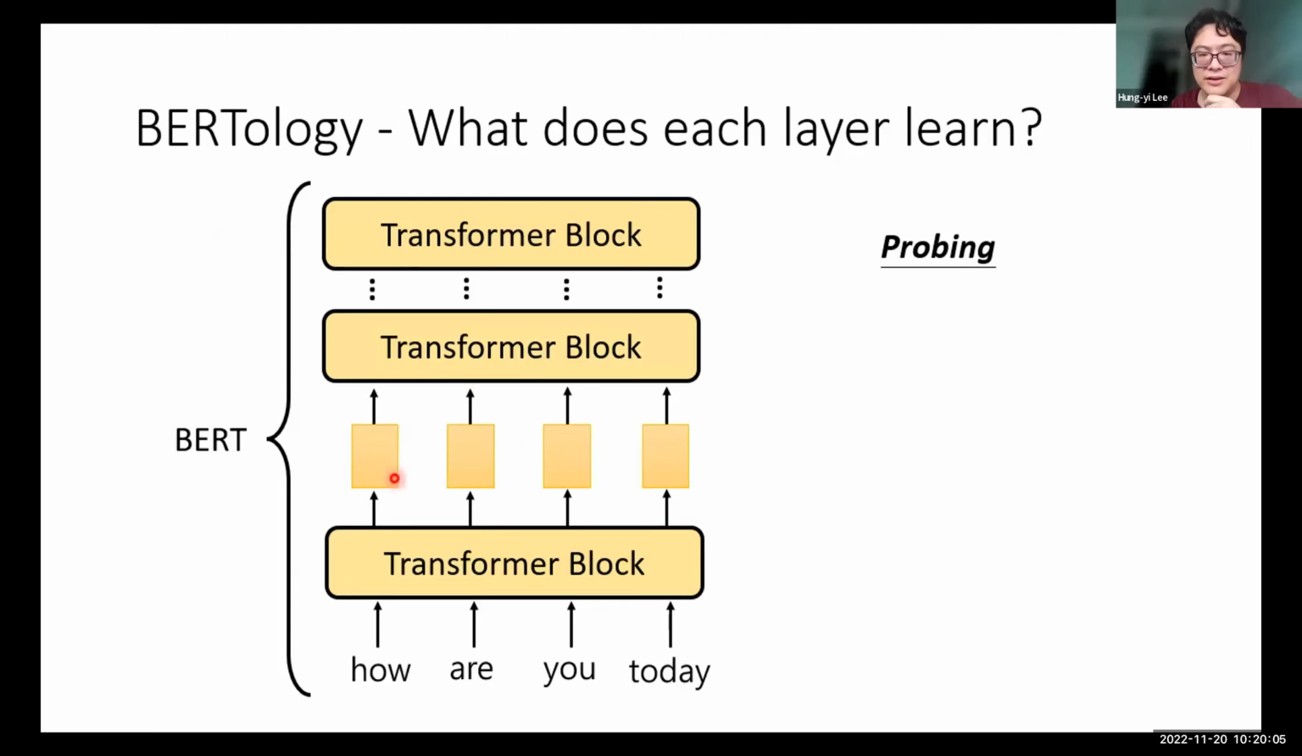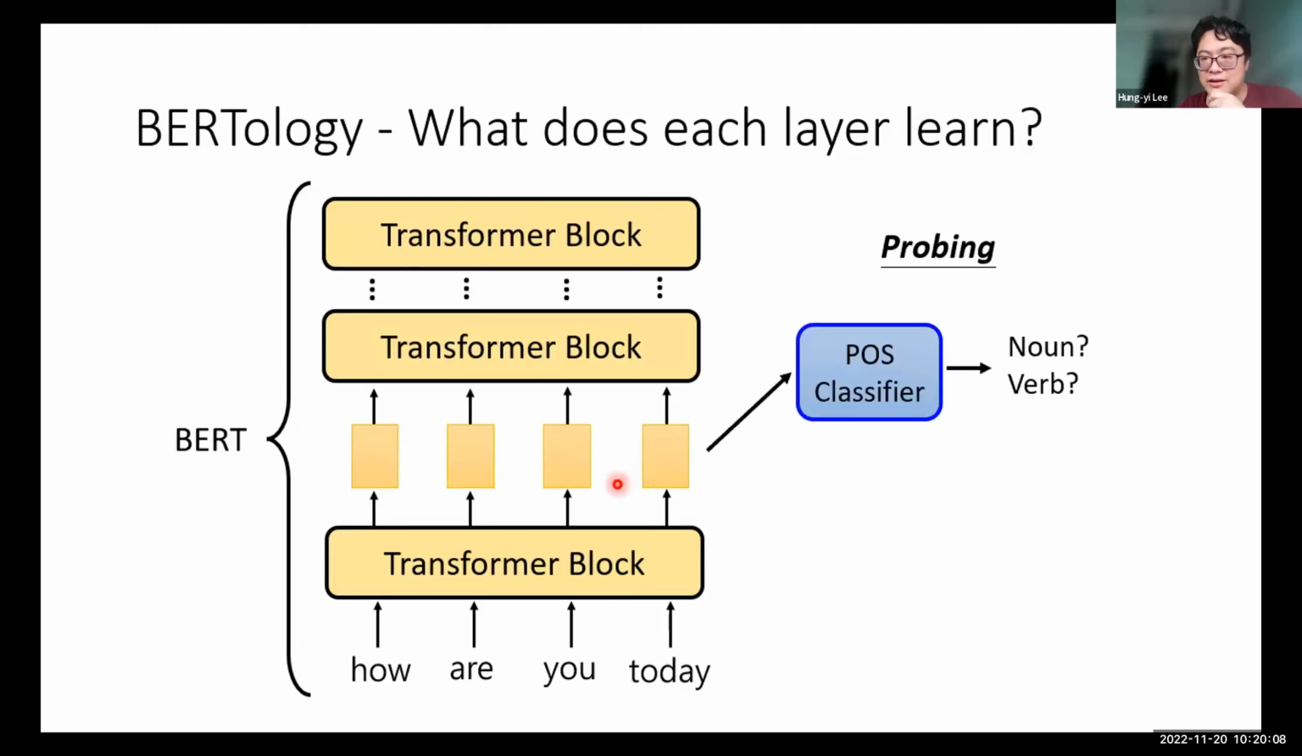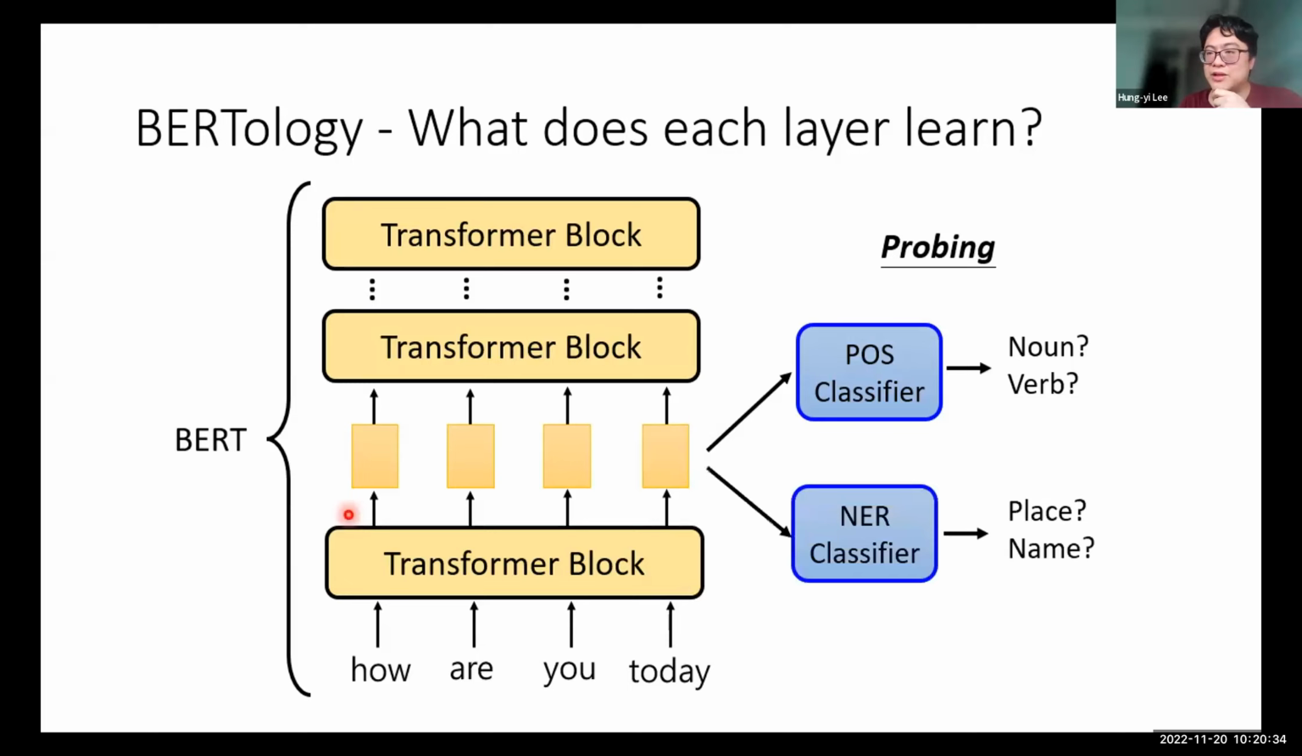Probing means, given the representation from a specific layer, you learn a classifier for the information you want to know. For example, if you want to know whether the representation contains POS information, then you train a POS classifier. The POS classifier takes the representation as input and predicts the POS tag of the input words.